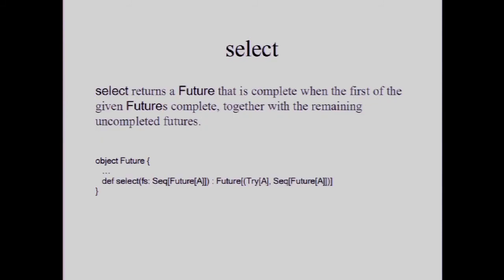And then a select. A select returns a future when the first of the given futures completes, together with the remaining uncompleted futures. So basically, this is like when I want to try five different things, and whatever the first one that's done, that's what I'm going to return to the user. So maybe you can try different methods. You don't know what kind of user this is or whatever. You can try different databases, whatever, until you find the person and then return that.